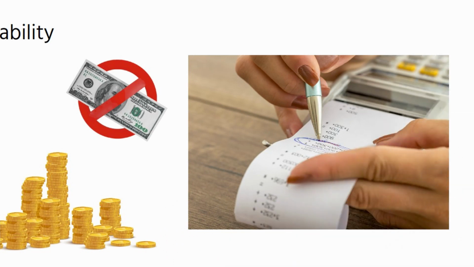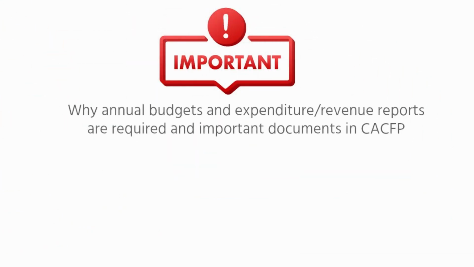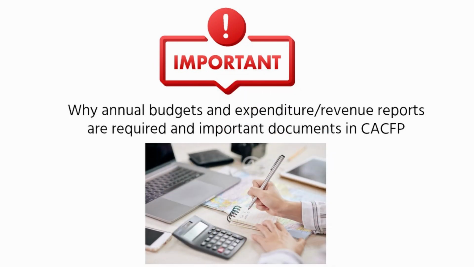Examples of fiscal claims would be an overclaim verified by the state agency during a program review, or an unallowable expense claimed for program reimbursements. Each of the terms we just covered are why annual budgets and expenditure revenue reports are required and important documents in CACFP.